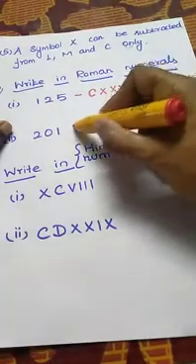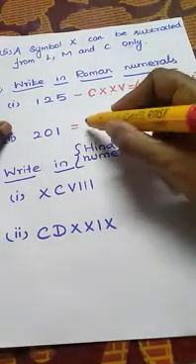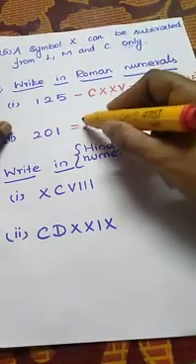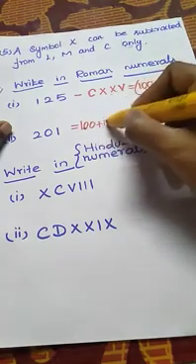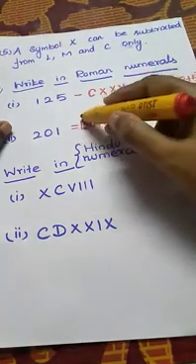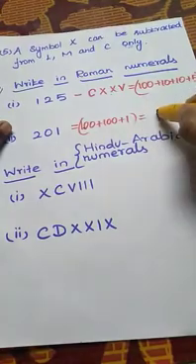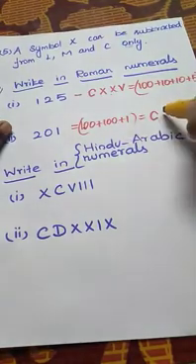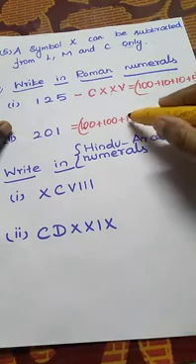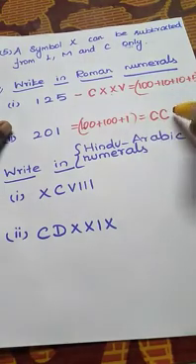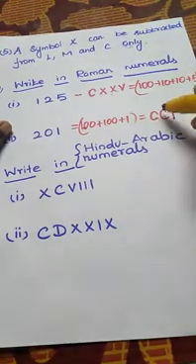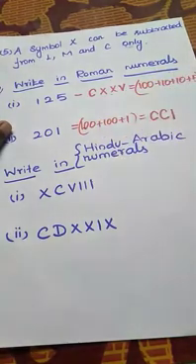The next one, 201. How can we write it? Actually 100 plus 100 plus 1. This is the procedure. What is the value of 100? That is C. Again we use 100, so another C. We just add 100 with 1. So we have to use I. C, C, I. That is 201.